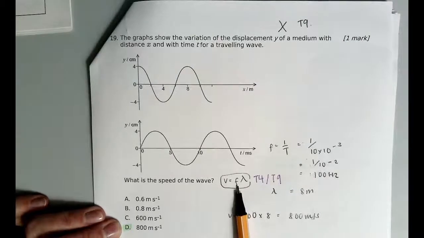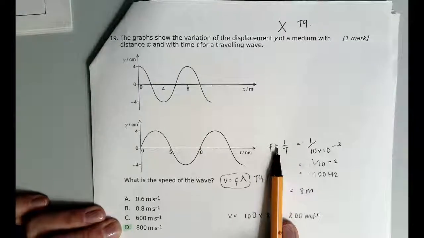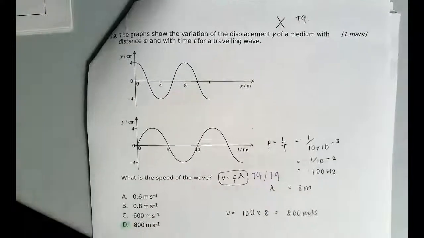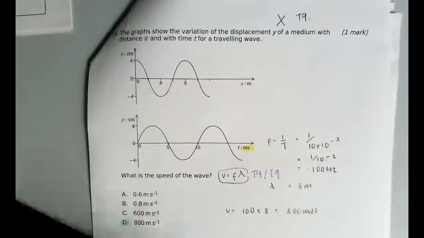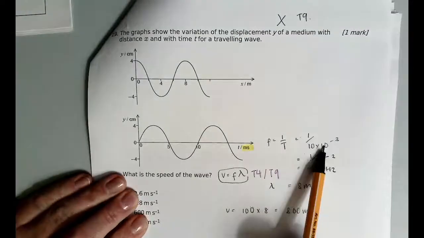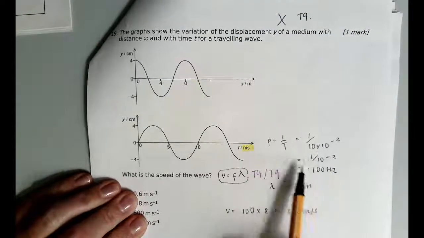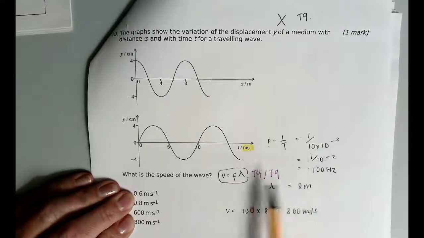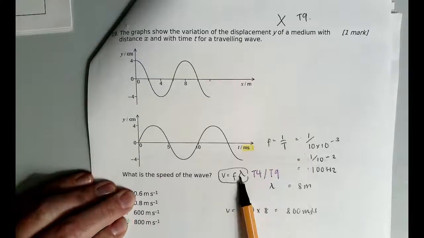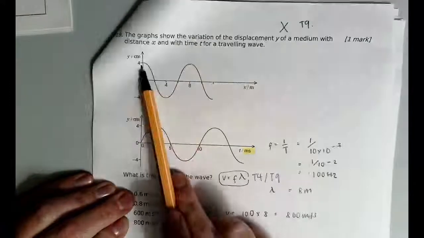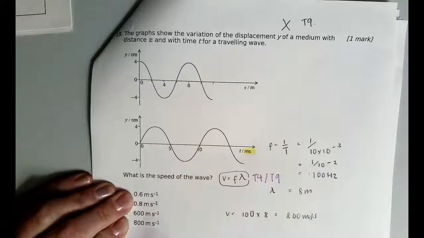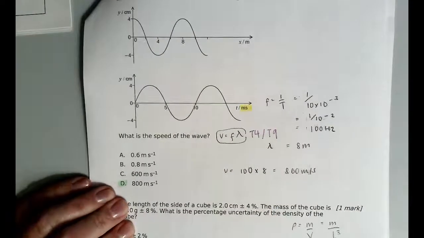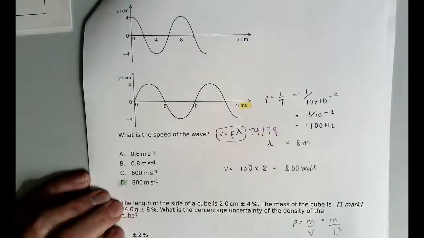F is frequency, which is the reciprocal of the time period. I can get my time period. Notice that at IB, they catch you out. That's in milliseconds. You need to make sure you include 10 to the minus 3. That simplifies to 100 hertz. We'll practice that lots when we do topic 4 and topic 9. Lambda is just the wavelength from one point to the next identical point. That's 8 meters. So I'm just doing 100 times 8, and that gets me 800 meters per second. But again, this is not really a topic 1 question.